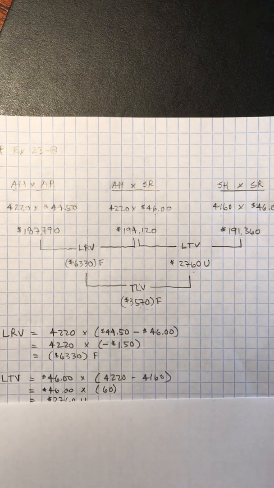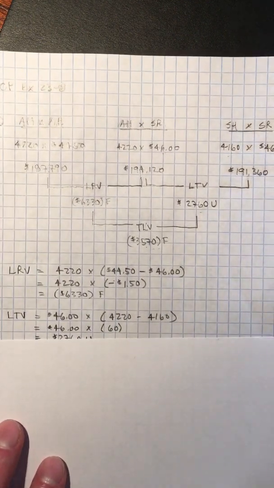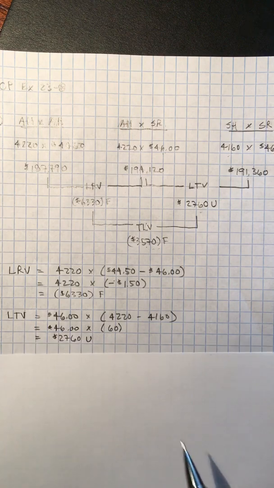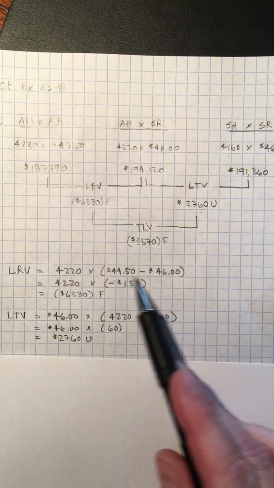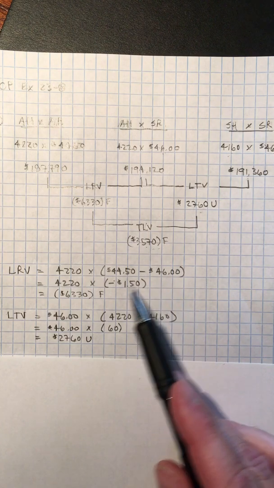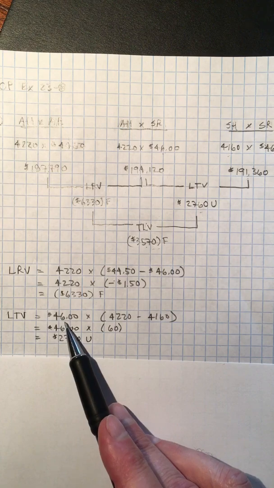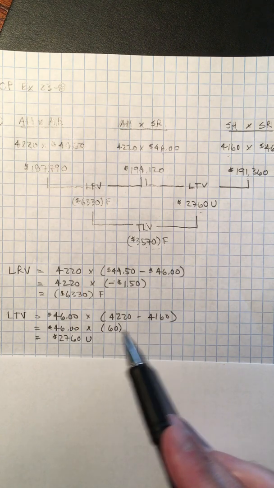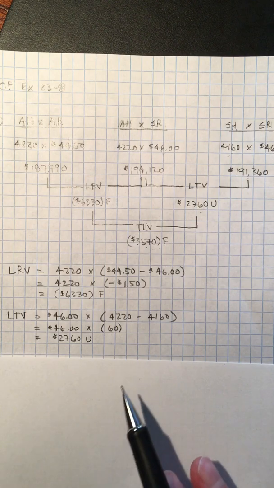Now again, I could do the same thing in the algebraic method. I know some students find this to be easier than the goalpost method. Personally, I like the goalpost method better. In this case here, I'm taking the actual number of hours times the difference in the rate, and I get 6,330 favorable. And for the labor time variance, I take the standard rate times the difference in hours, and I get 2,760 unfavorable.